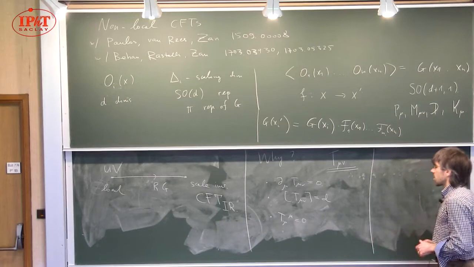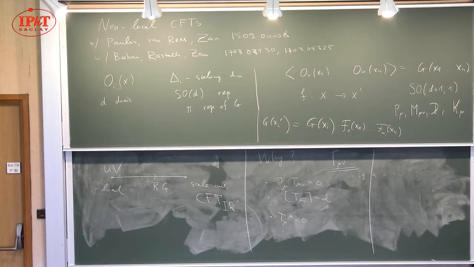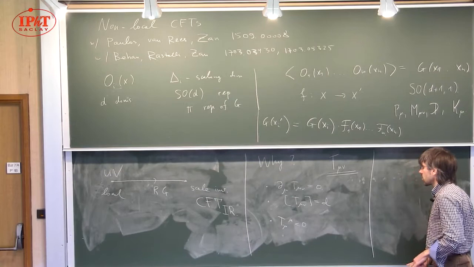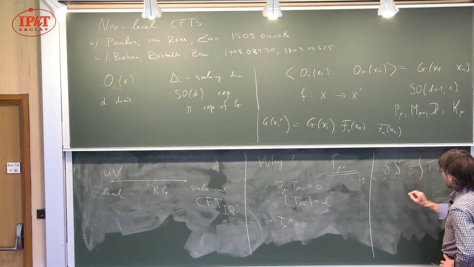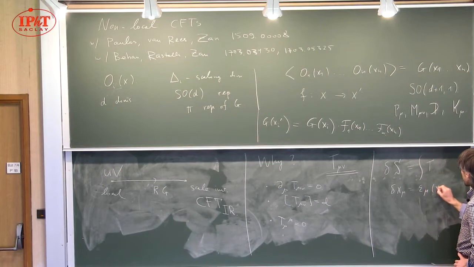Well, this tracelessness condition should not be taken automatically for granted, but I will say a few words about why this tracelessness condition appears. But if we assume that this tracelessness condition holds, then the way we argue for conformal invariance is as follows. By definition, this stress tensor operator describes the change of the action of the theory under some coordinate transformation delta x^mu equals epsilon^mu of x. So we have delta S equals T^{mu nu} partial_mu epsilon_nu, up to some proportionality factor.